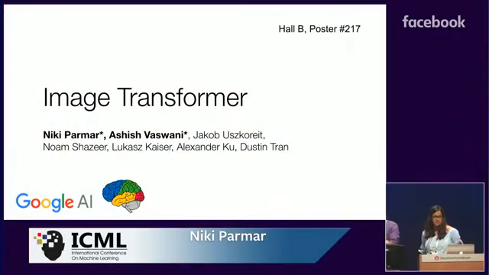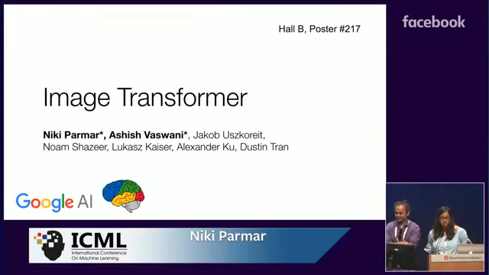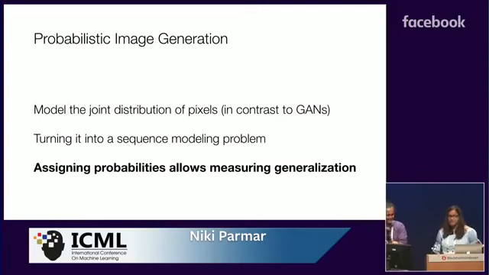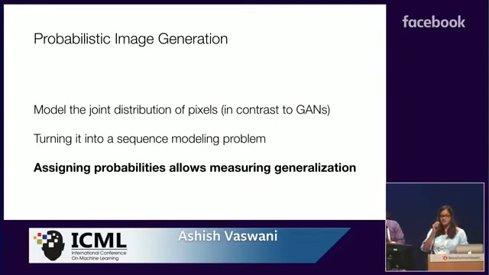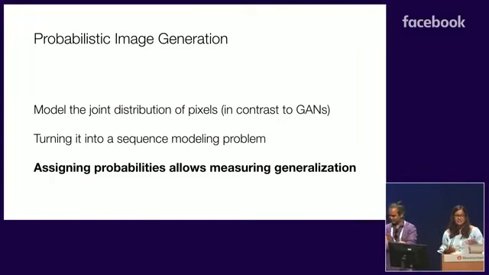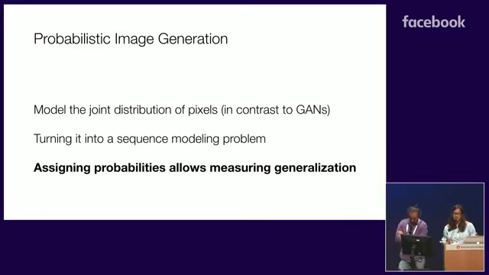Hi everyone. Today Ashish and I are going to talk about our paper, Image Transformer. This is joint work with Jakob, Noam, Lukasz, Alex, and Dustin. As we just heard in the talk about PixelSNAIL, we also use an autoregressive likelihood-based model where we model the joint distribution of pixels as a factorization of conditional distributions. This is nice, as Nikhil pointed out in the previous talk, because it allows you to measure performance on your validation set or your test set.